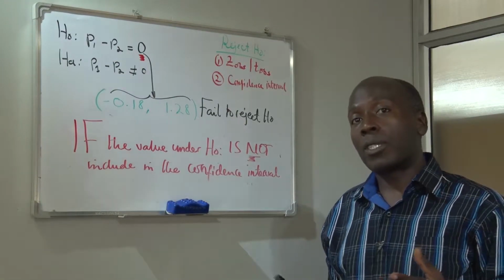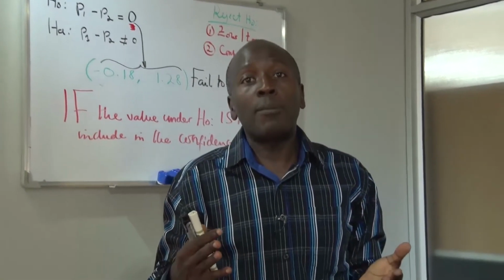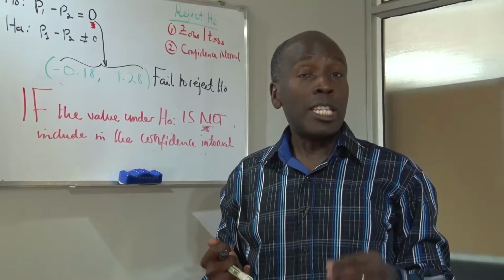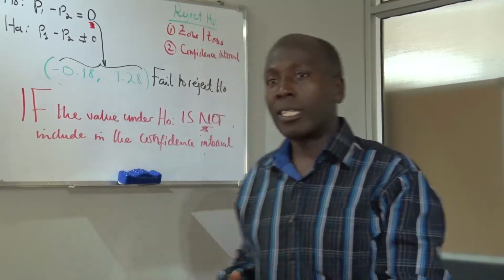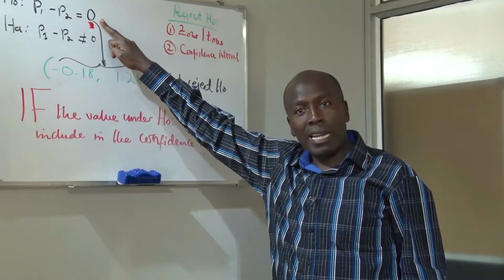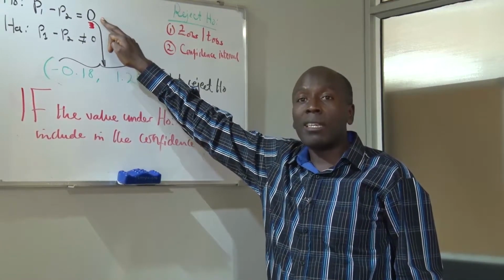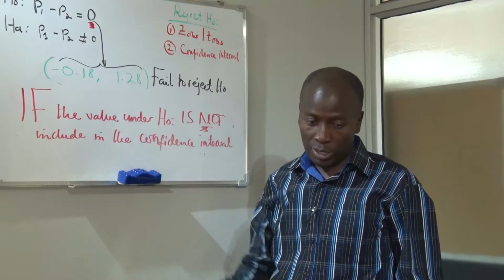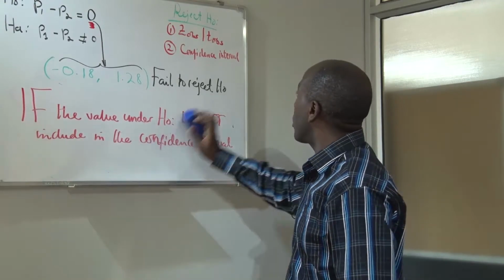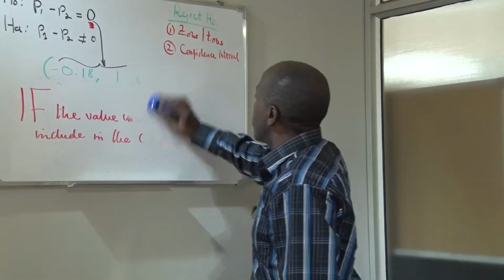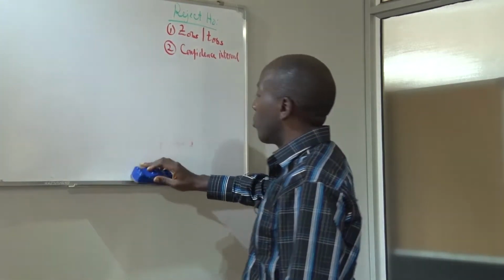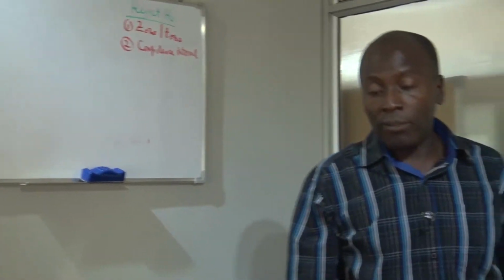And many people make a mistake because in class we use the examples of 0 when we are teaching. Many people just cram it that it is 0. It is not 0 per se. It is the value under the null hypothesis. Is it included in the confidence interval or not? Okay, so we will keep these two ways of rejecting the null hypothesis, and then we come to the third. There are three ways, but so far we've covered two, and then we shall come to the third.